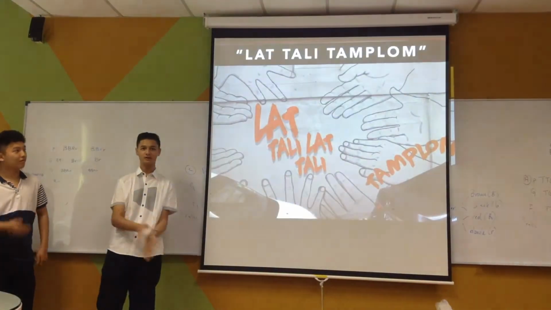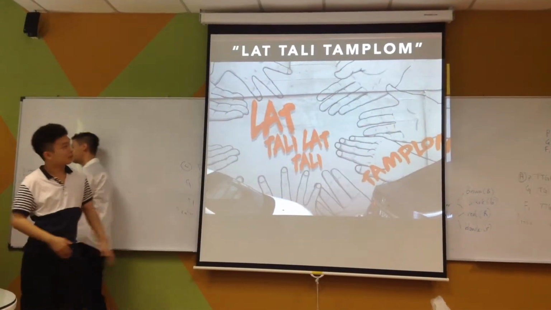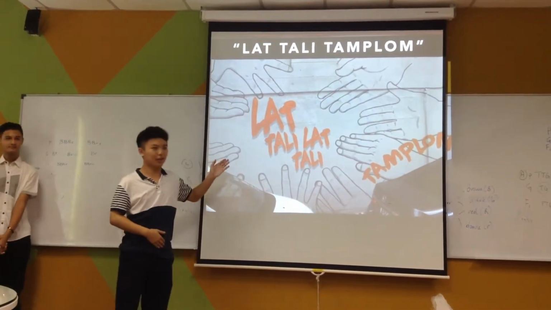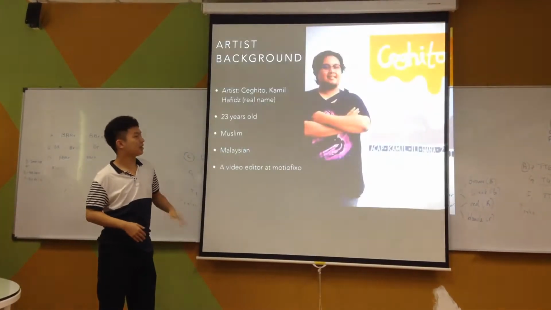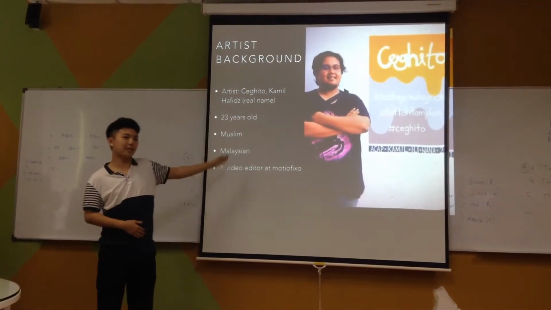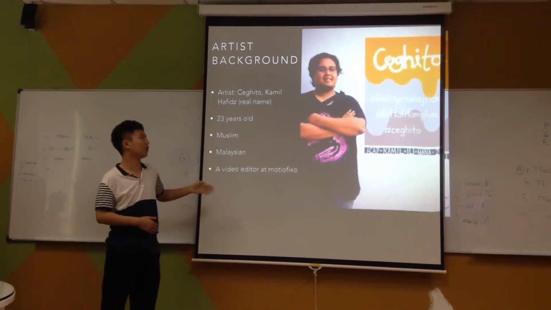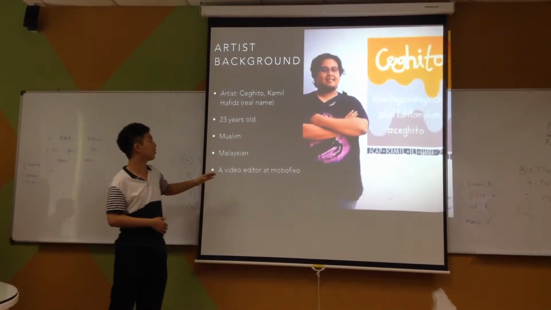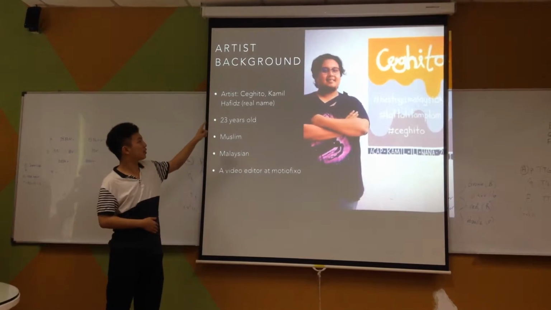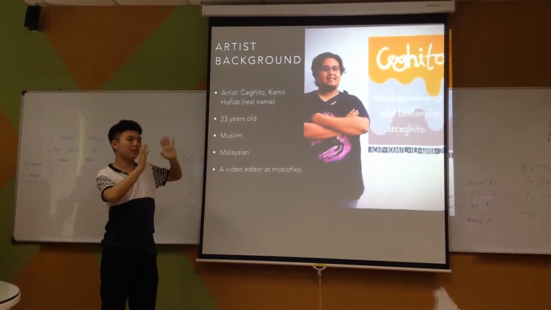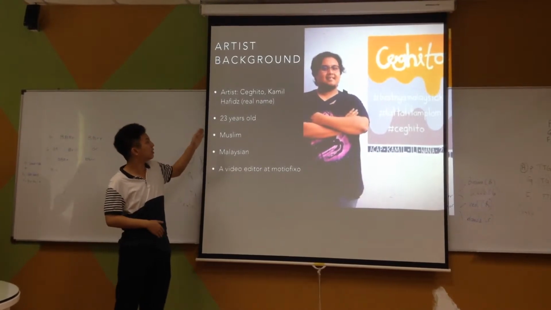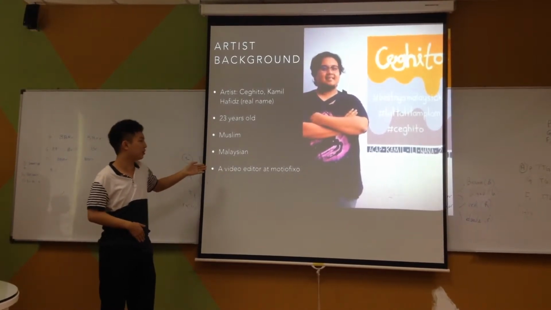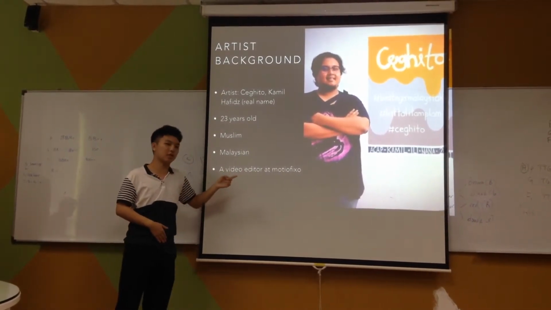Okay, mural number 2, I'll pass on to Lawrence. Okay, our second mural is La Kali Tampua. Next. It is in SS2. This is the artist's background. He's not a professional artist, so there's not much information on him. But he named himself Chegito on this particular artwork, but his real name is Kamal Hafiz. He's a 23-year-old Muslim Malaysian, and he's a video editor at Modio Fixo.